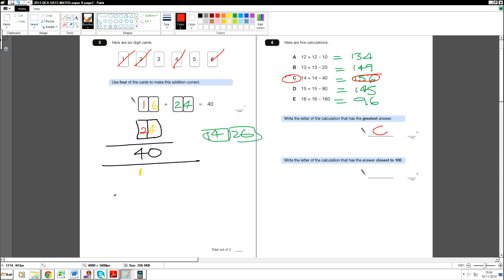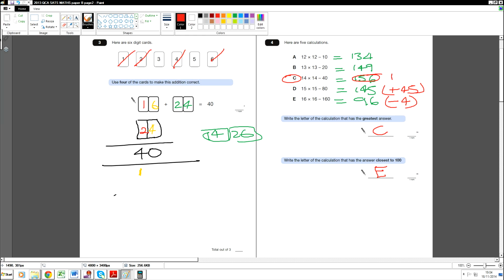Okay, now, closest to 100 would be quite easily what? 96. Because 96 is how many away? It is 4 less than 100. 145 is how much away? It is 45 more than 100.